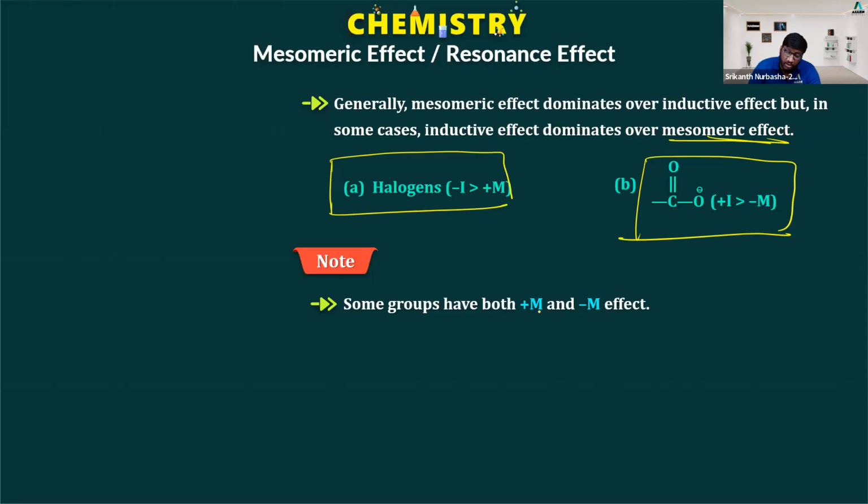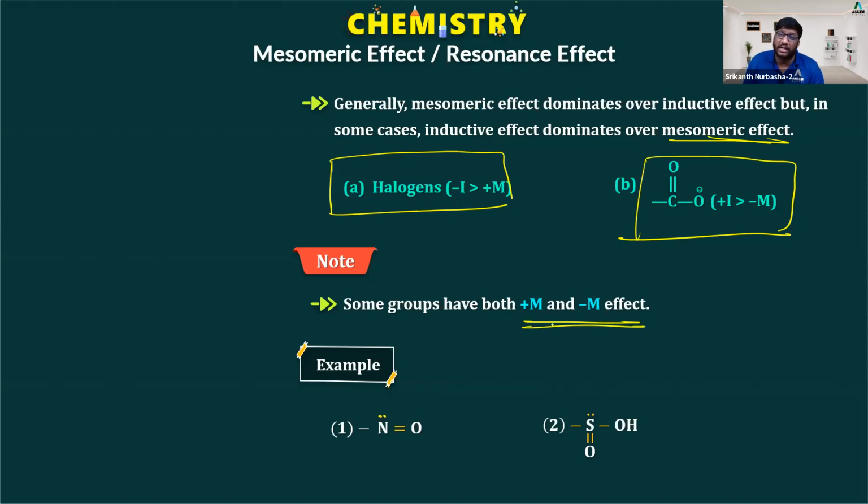And some groups have both plus M and minus M effect. Example, if you take N double bond O, it has a lone pair of electrons. Because of the presence of the lone pair, it can be electron donating into the ring. It has N double bond O pi electron density where oxygen is more electronegative, so it can also withdraw from the ring. And we have S double bond OH. It also has electron donation tendency as well as electron withdrawing because it has a lone pair as well as double bond O. Some groups have both the plus M and minus M effect.